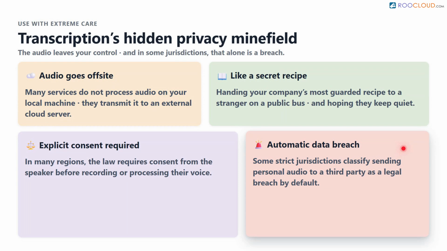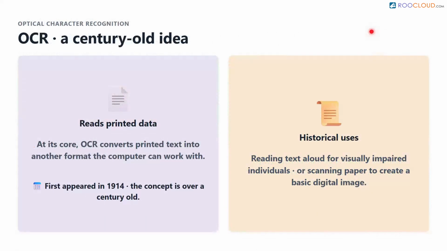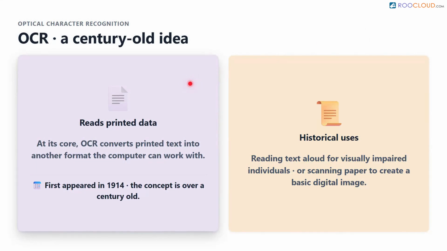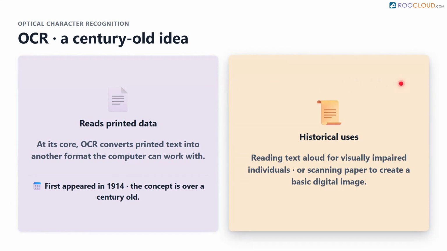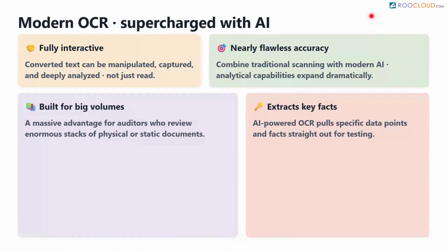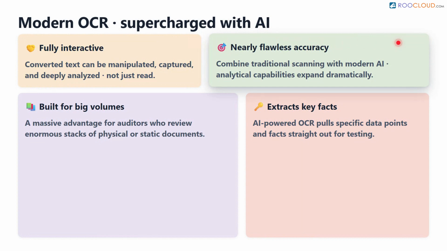The final tool we need to discuss is optical character recognition, or OCR. This concept is actually over a century old, first appearing in 1914. At its core, OCR technology reads printed data and converts it into another format. Historically, this meant reading physical text out loud to visually impaired individuals, or simply scanning a paper document to create a basic digital image. Today, the text converted by OCR can be completely interacted with, manipulated, captured, and deeply analyzed.